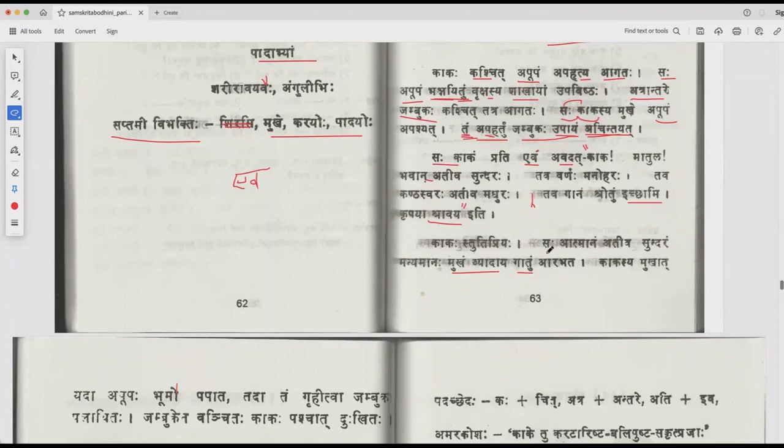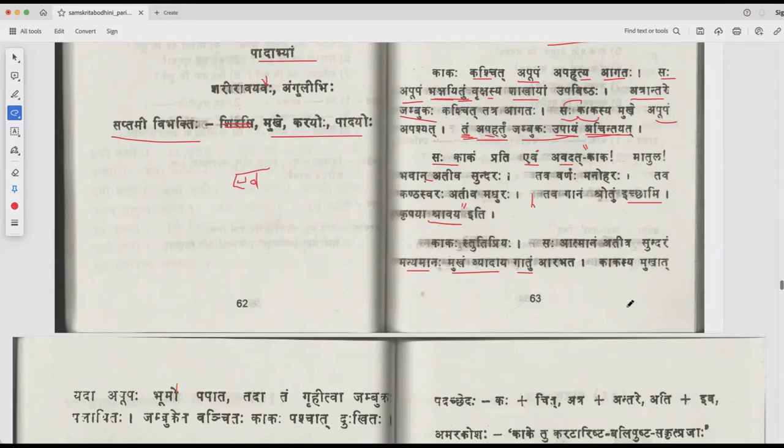So what was going on in his mind when he started to sing? So saha, that crow, kakaha, atmanam ativa sundaram manyamanaha. Manyamanaha, thinking. This is another pratyaya here called chanach pratyayam, which is like a continuous thing. Thinking himself to be very beautiful. Because the jackal was praising it by saying that tava varnaha manoharaha tvam tu ativa sundaraha, and your voice is also very sweet. So this crow thought of itself as very beautiful. Atmanam, himself, ativa sundaram, very beautiful. Manyamanaha, thinking himself to be very beautiful. Mukham vyadaya, after opening its mouth, gatum arabhata, it started singing.